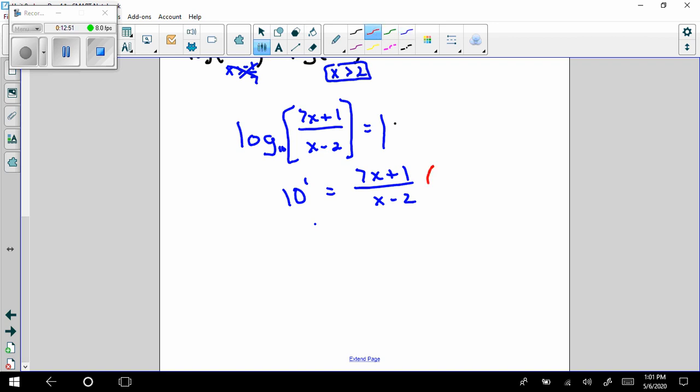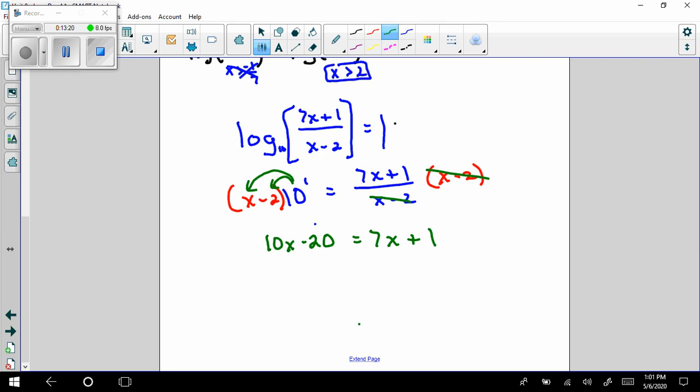So to get rid of that denominator, I multiply both sides by x minus 2. I have to distribute. These are going to cancel. So I get 10x minus 20 equals 7x plus 1. Then I'm down to just a basic linear equation that I'm solving.